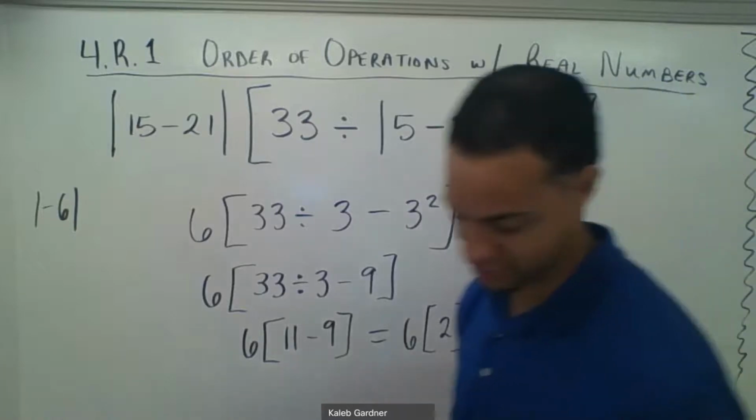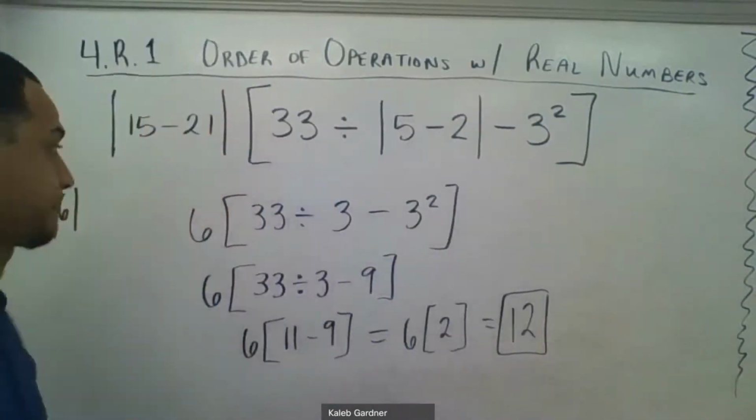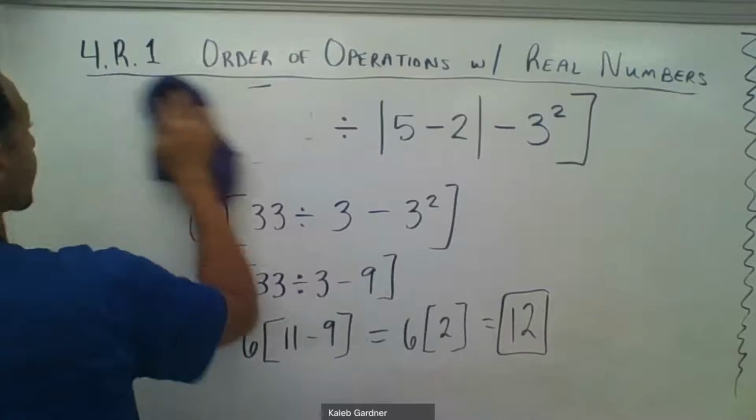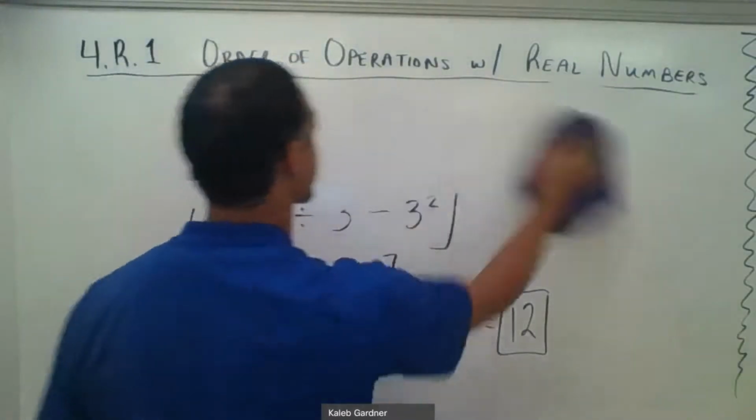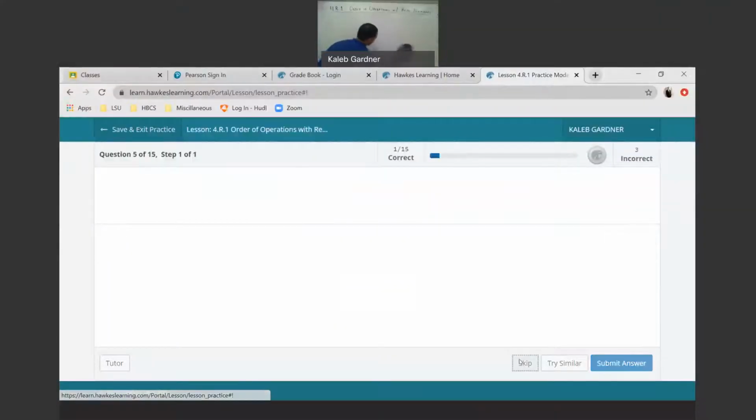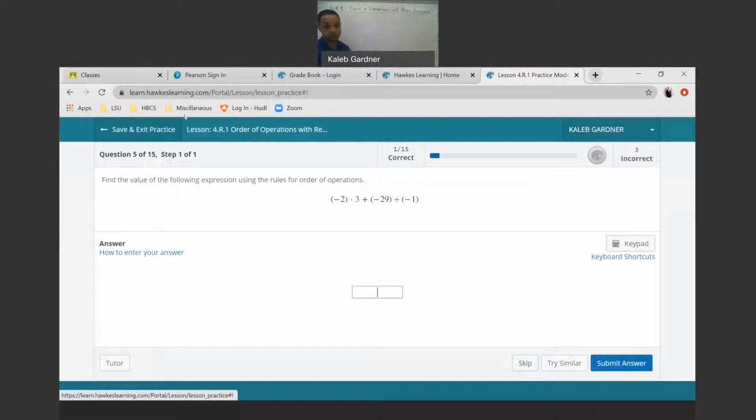Next question. All right, so similar question, -2. Notice they put parentheses around the -2. That's what I want to talk about. Times 3 plus -29 divided by -1.